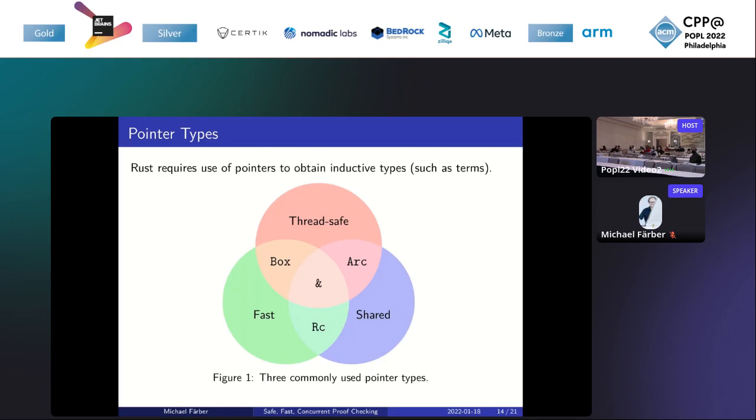These 3 pointer types differ in their properties, of which I also show 3 here. The first property is performance. The second is thread safety, which means whether we can send and use a pointer across different threads. The third property is sharing, which means whether we can have multiple references to the same pointer.